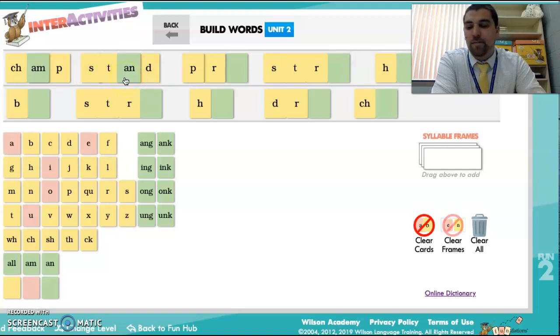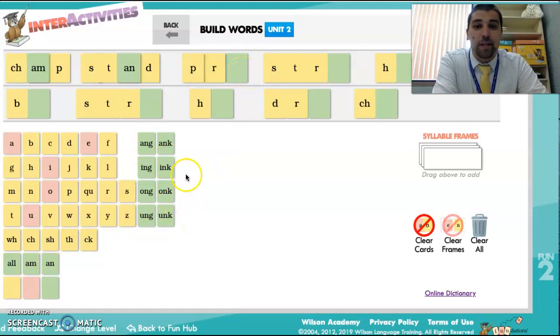Here's the next one. The word I have for you here is prank. Prank. So ink. Prank. What would go here? It says ink. Which one of the glued sounds would go in this one?